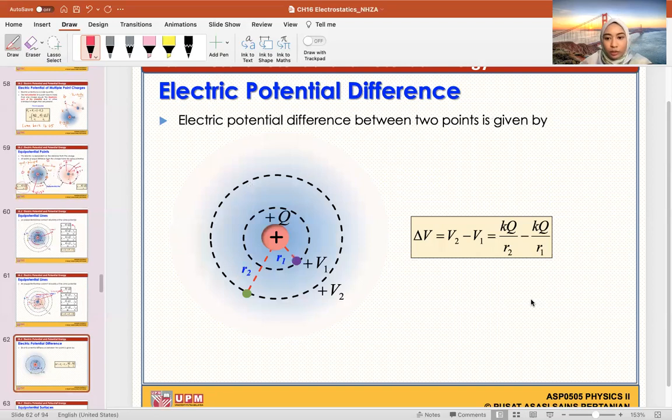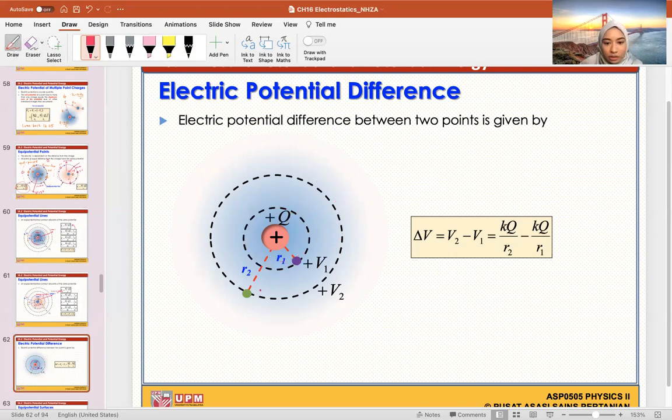Okay, so now we are going to talk about electric potential difference between 2 points. So we already talked about equipotential lines, and we know that along this line, the V is the same. If this guy is V2, this guy is V2, this guy is V2, along those lines. So if this guy is V1, the whole line, wherever you place your test charge along those lines is V1.